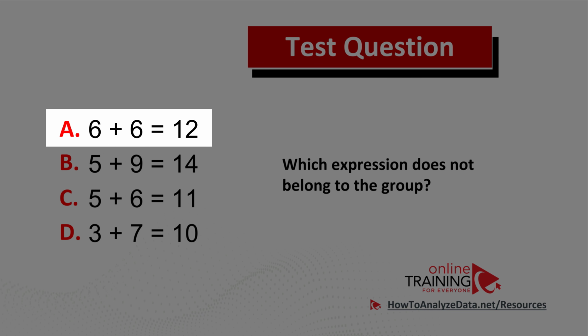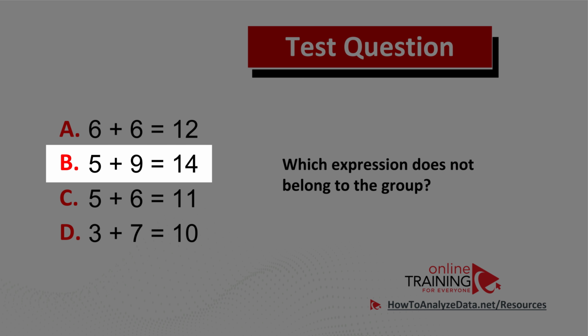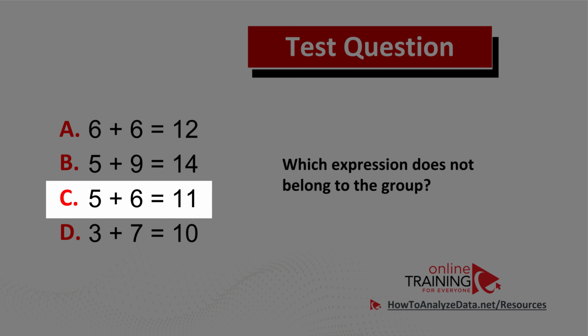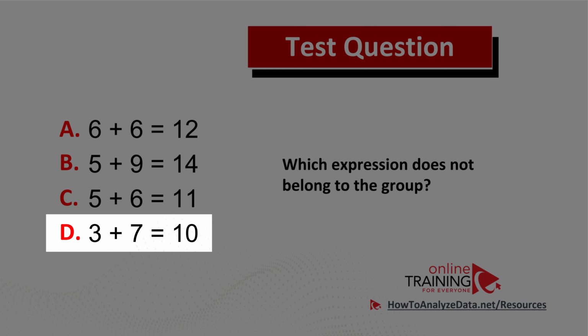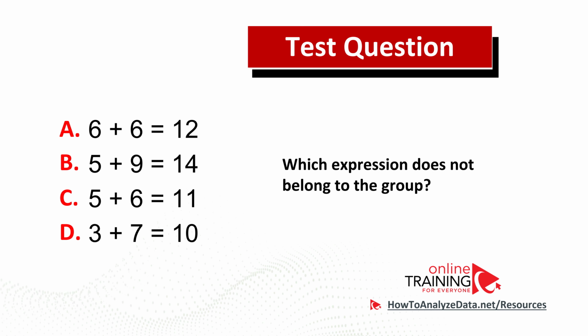Choice A, 6 plus 6 equals 12. Choice B, 5 plus 9 equals 14. Choice C, 5 plus 6 equals 11, and choice D, 3 plus 7 equals 10. Do you think you know the answer? Now might be the right time to pause this video to see if you can come up with the answer on your own. Give yourself 10 or 20 seconds and see if you can come up with the solution.